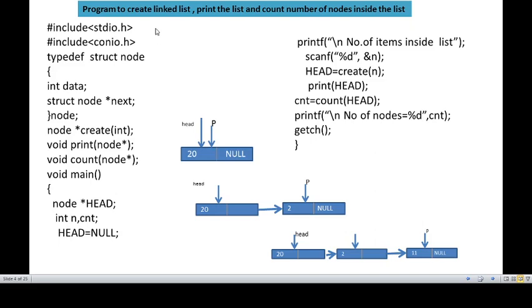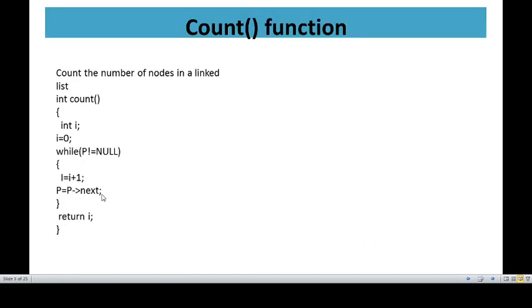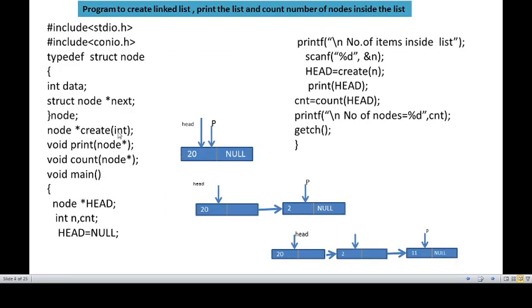Now let's see a program to create a linked list, print the list and count the number of nodes inside the list. We learned the create function in the previous video. Now this is your traversing function and this is the count function. Let's see here struct node: int data, struct node pointer next. This is a self-referential structure, where the struct node pointer next points again to a node.